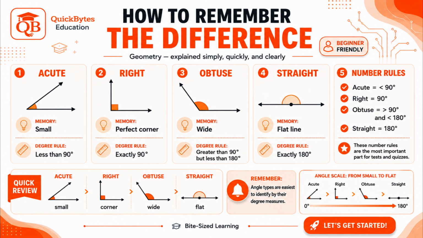You can also remember the number rules. Acute means less than 90 degrees. Right means exactly 90 degrees. Obtuse means greater than 90 degrees but less than 180 degrees. Straight means exactly 180 degrees. Those number rules are the most important part for tests and quizzes.